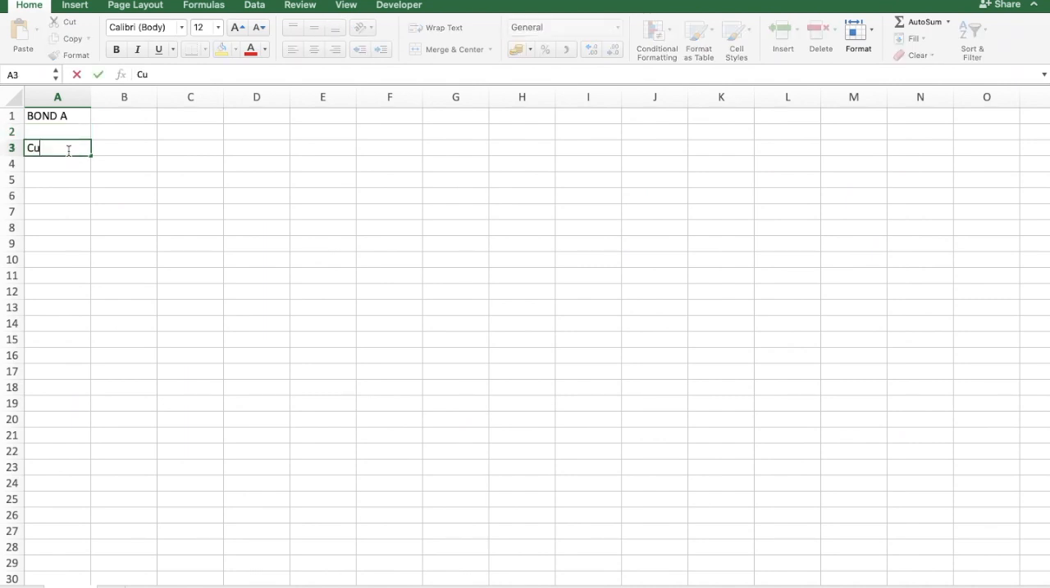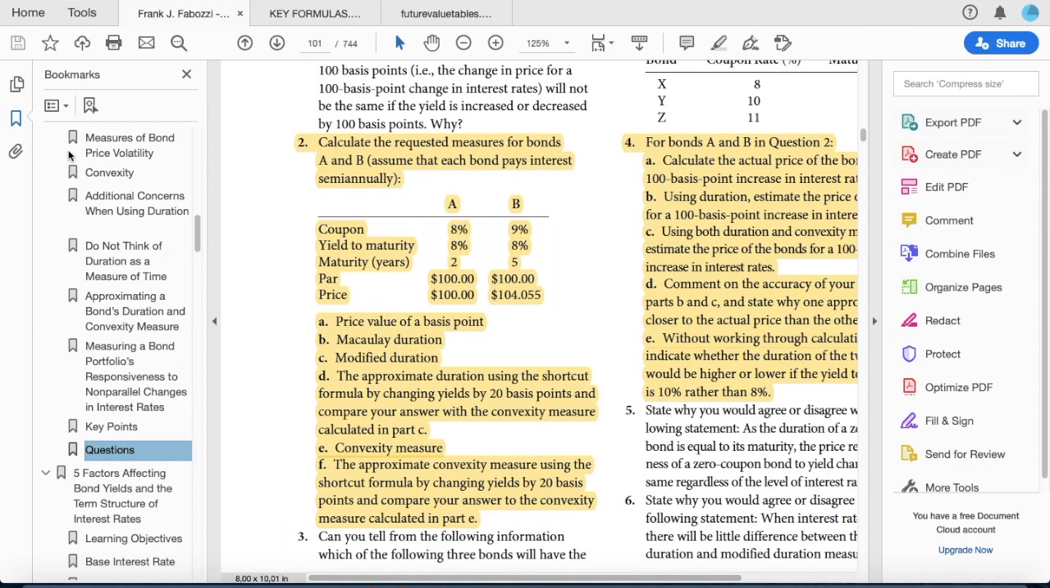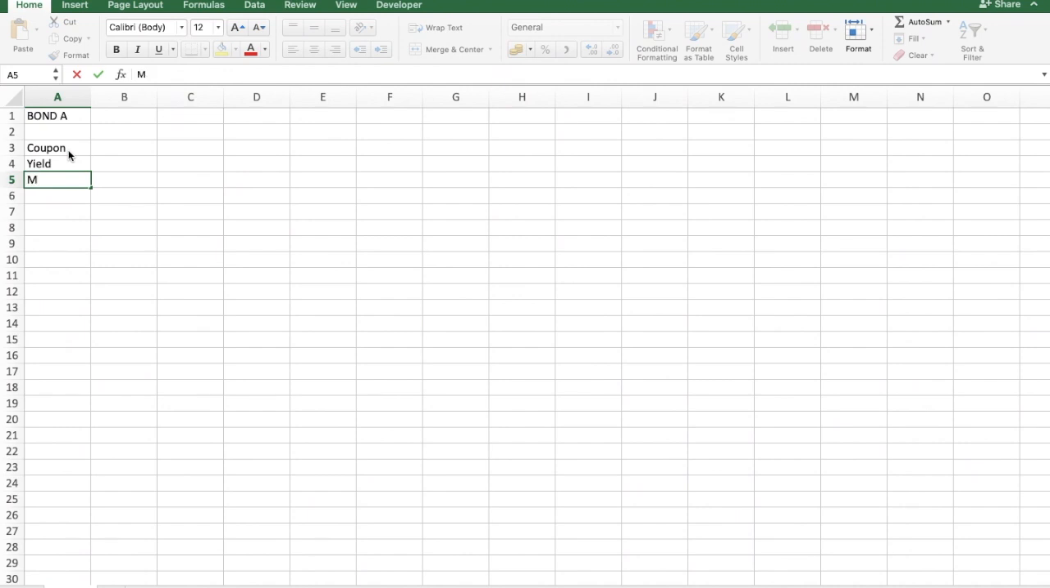So we have the coupon, we have the yield to maturity, we have the maturity in years, then we have the par value, and finally the current price. So the coupon is equal to 8%. Same thing for the yield. The maturity is 2 years. The par value is 100, as well as the current price.